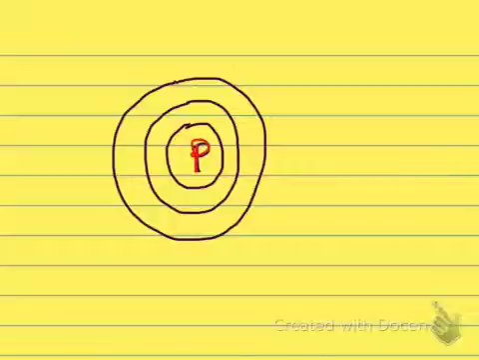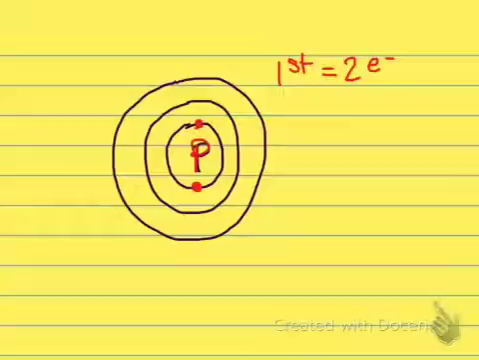So the first orbital, the one that's closest to the nucleus, can only hold 2. So first equals 2 electrons, and I'm going to write electrons as e minus because that is a negative charge. The second orbital can hold 8 electrons. And when we draw the electrons, you're going to draw them in pairs if there's more than 2.